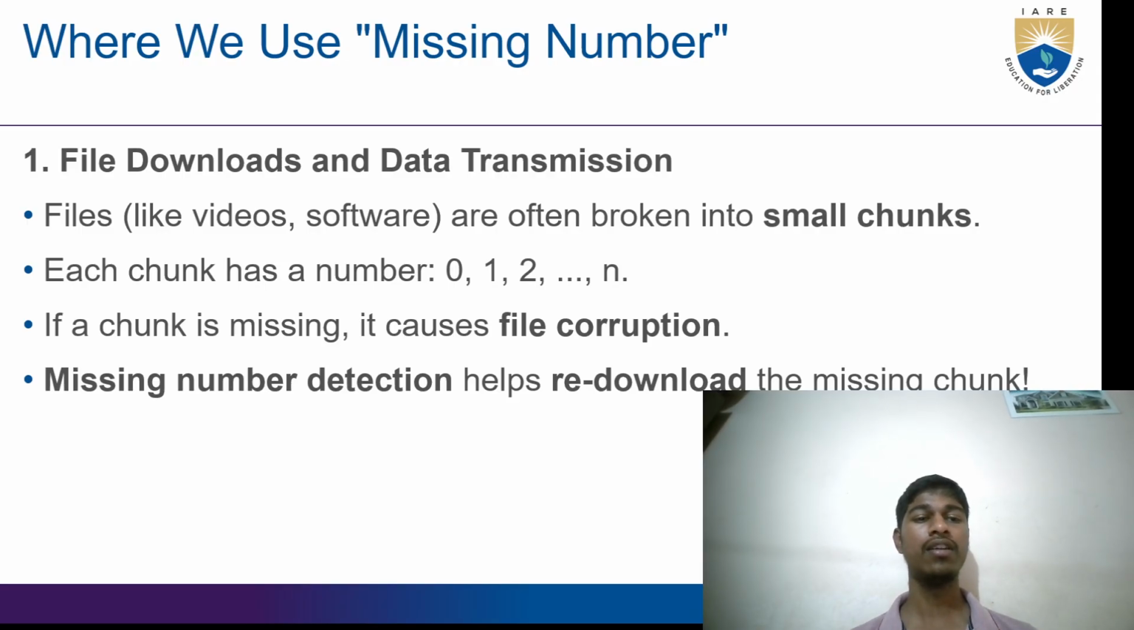Where do we use this missing number? We use it in file downloads and data transmissions. Files like videos and software are often broken into small chunks. Each chunk has a number 0 to n. If a chunk is missing, it causes file corruption. Missing number detection helps re-download the missing chunk.